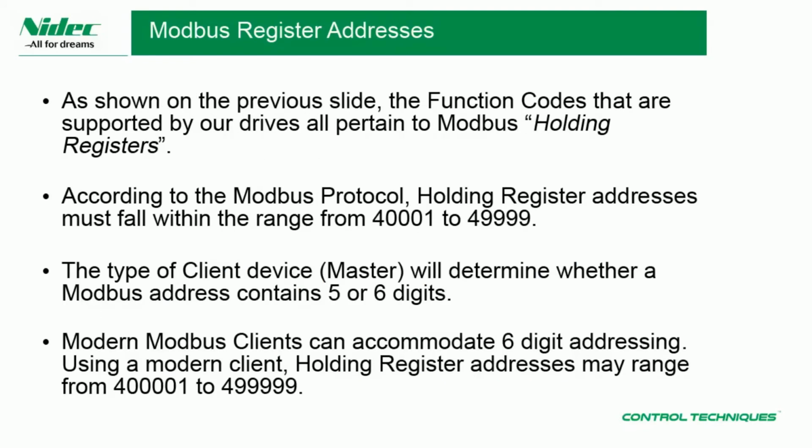As shown on the previous slide, the function codes that are supported by R drives all pertain to Modbus holding registers. According to the Modbus protocol, holding register addresses must fall within the range from 40,001 to 49,999. The type of client device or master that you're using will determine whether a Modbus address contains either 5 or 6 digits. Modern Modbus clients can accommodate 6-digit addressing. Using a modern client, holding register addresses may range from 400,001 to 499,999.